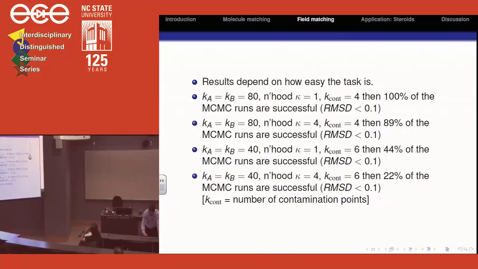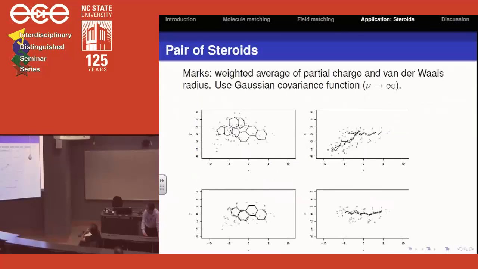But the last thing is to actually really apply it to the data. That's the whole point of this. So move forward to the steroids. So I've got the steroids. I want to predict the field. I want to match together.